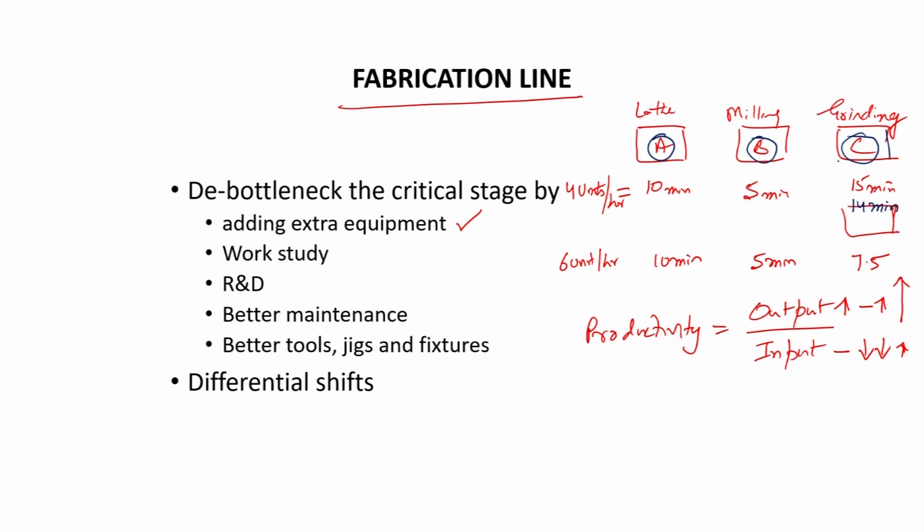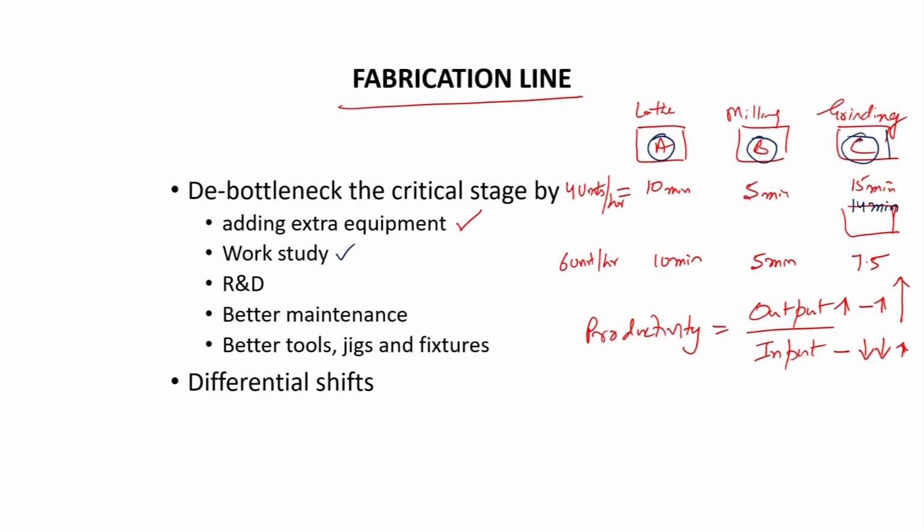So, by doing the work study, by providing some simplified tools, by providing some better training to the worker, or doing some setting of this machine, I can improve the loading and unloading of the machine. I can reduce the cycle time from 15 minutes to 14 minutes, and that will increase my productivity without adding any additional resources. So, work study is another option. We identify the bottleneck stage and then we perform the work study there. We will see it as one of the units on work study also, and that will help us in improving the productivity and balancing of the line.